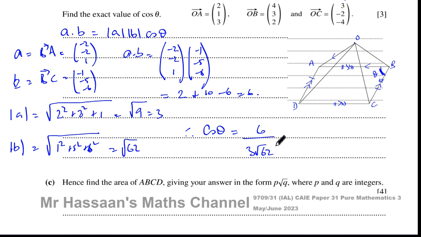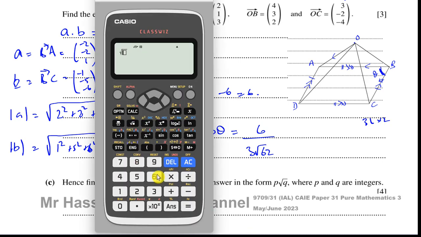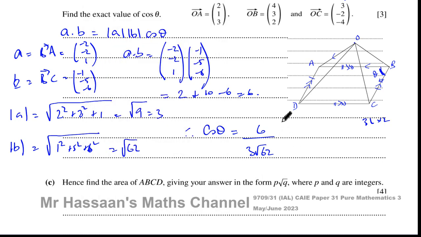Is there any perfect square in 62? Okay, 62 can be expressed as 31 times 2, sorry. And then I don't think there's a perfect square in here, is it? We can check. We can just put root 62 in our calculator. No, there's nothing. You can't break it down. So if you multiply the top by root 62 and the bottom by root 62, we can rationalize the denominator.